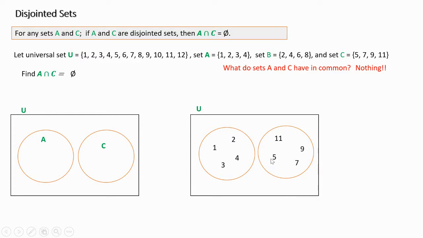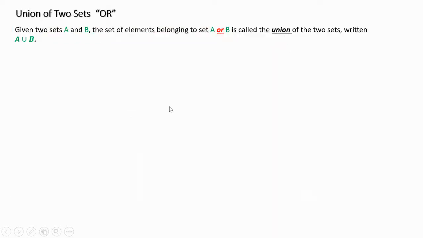We got 1, 2, 3, 4, 5. 6 is missing. 7's here. 8 is missing, so 8 goes on the outside. 9 is there. 10 is missing. 11 is there, and 12 is on the outside. That's how you express this problem in a Venn diagram.